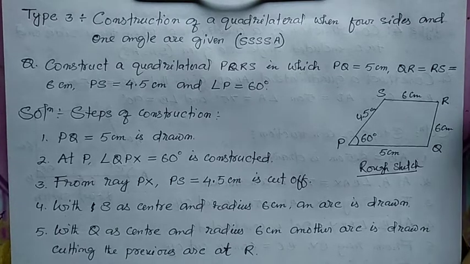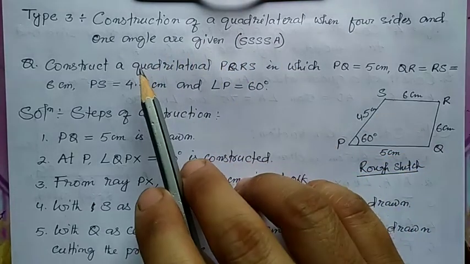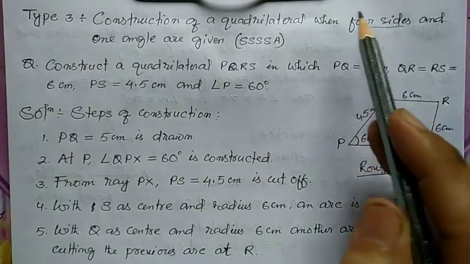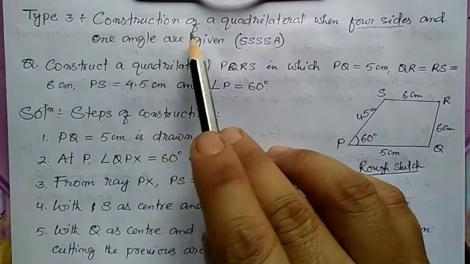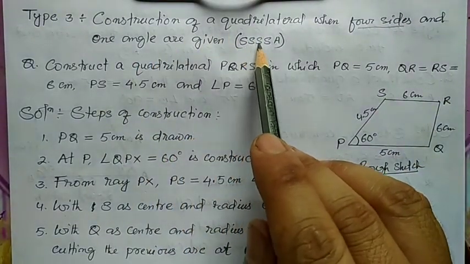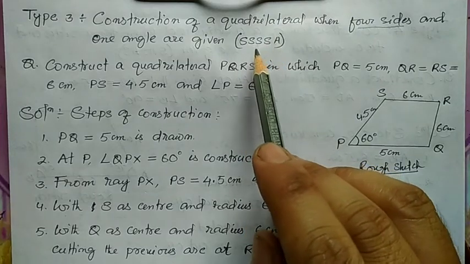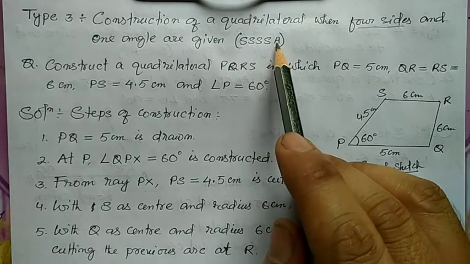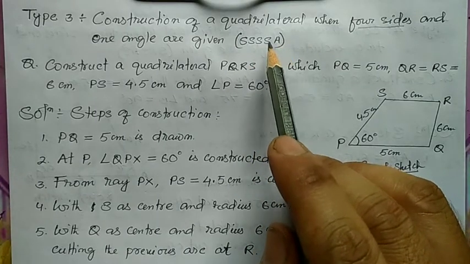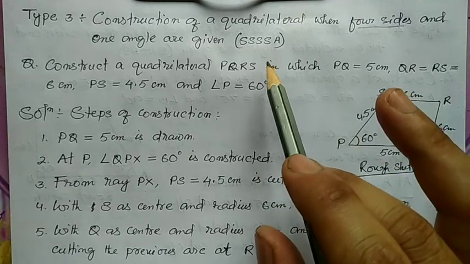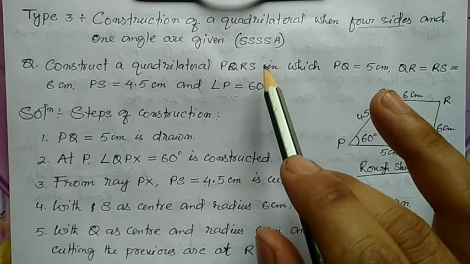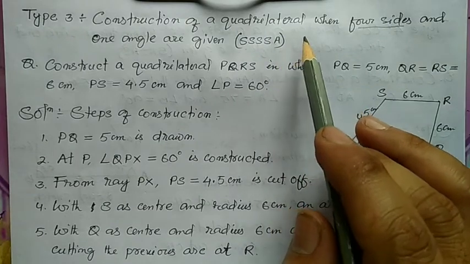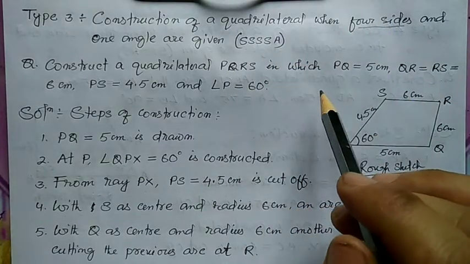So this is the third type of construction. And in this type, we will be given 4 sides and 1 angle. So the type of this construction is S, S, S, S, A. S 4 times and A. 4S stand for 4 sides and 1A stands for 1 angle. In this type you learn how to construct the quadrilateral when 4 sides and 1 angle are given. So straight away let's go to the question.